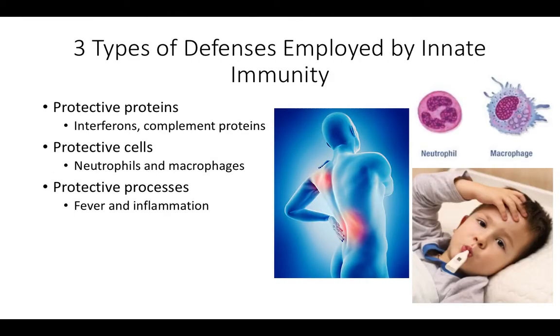So there are three types of defenses that are employed by innate immunity. We have protective proteins, which we'll talk about as we move through, protective cells, which we've already talked about a little bit if you've watched the PowerPoint on the lymphatic system, and then protective processes like fever and inflammation.